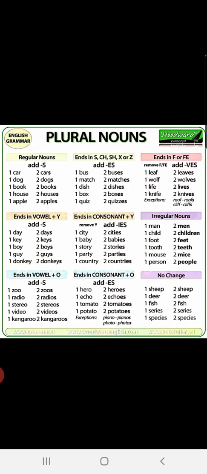Then there are some nouns which change completely, like man becomes men, child, children, foot, feet, tooth, teeth, mouse, mice, person, people. Okay. Then the nouns which end with O but before that a vowel is there, just add S. The nouns which end with O but before that a consonant is there, add ES. And then there are some nouns which don't change at all. Okay. So these are some nouns, children. You don't have to worry a lot. With regular and constant practice, you will be able to do it very well.